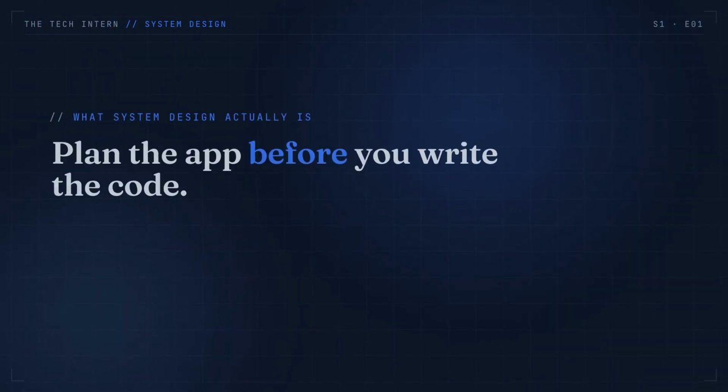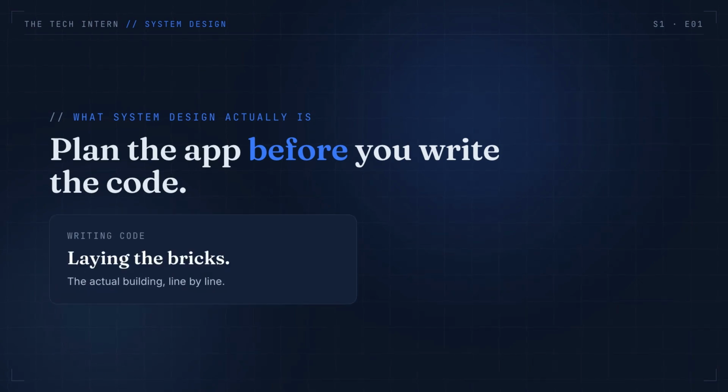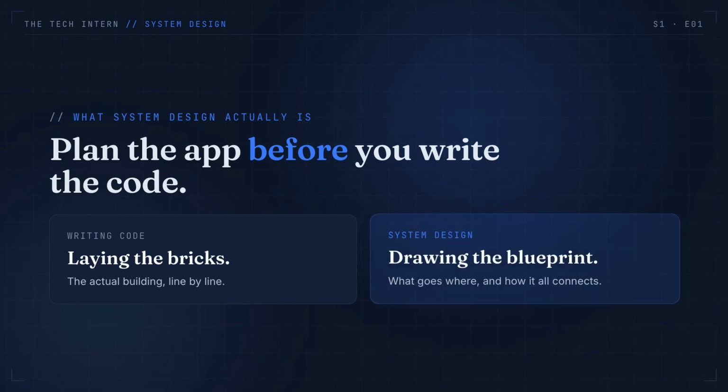So let's get the definition out of the way, in plain English. System design is planning how the pieces of your app fit together before you write a single line of code. The easiest way to picture it is building a house. Writing code is laying the bricks. It's the actual construction. System design is the blueprint. Where do the rooms go? Where do the pipes run? You draw that first because nobody builds a house and figures out the bathroom afterwards.